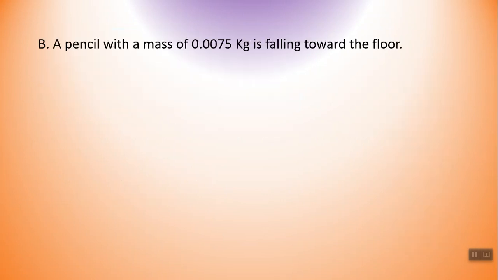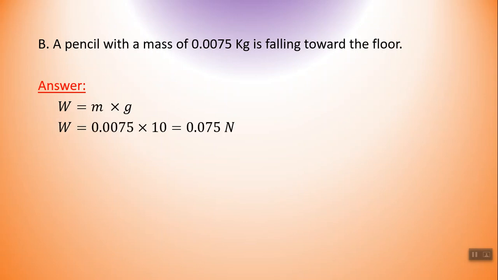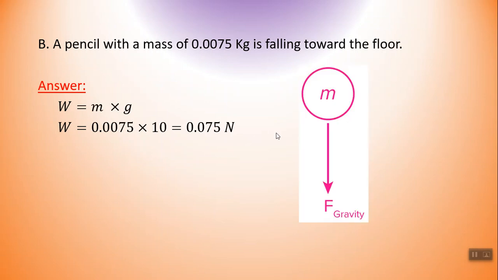Example B, a pencil with a mass of 0.0075 kg is falling down to the floor. Also, we need to calculate the weight and draw the free body diagram for this pencil. To find the weight, use the weight equation, where the weight is equal to mass times g. Substitute the numbers: the mass is 0.0075 times 10. The weight is equal to 0.075 newtons, and we can draw the free body diagram as shown in this figure. In this case, the pencil is falling, so there is only one force acting on this pencil, which is the force of gravity.